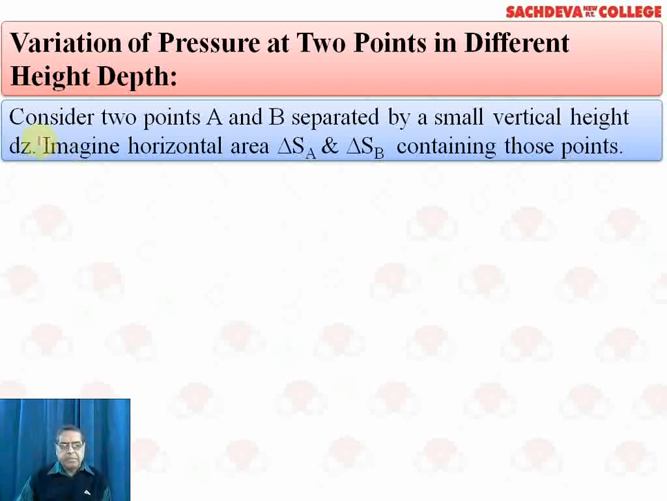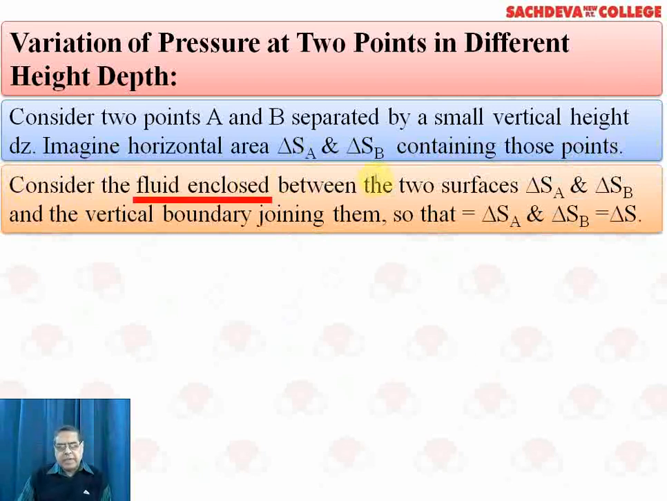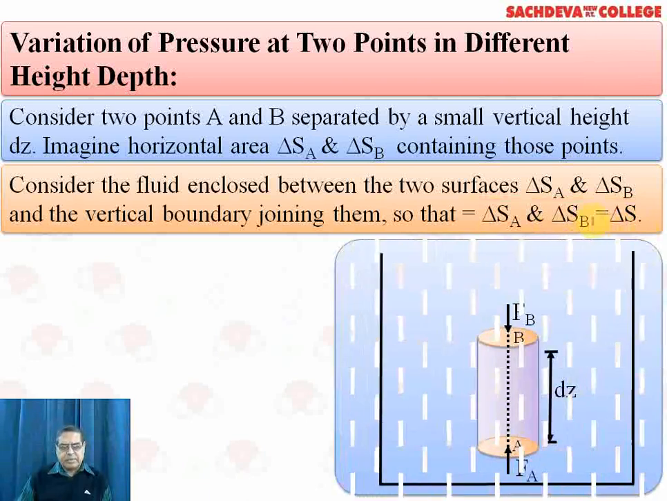Imagine that horizontal area delta SA and delta SB containing those points, that is the area of those points. Consider the fluid enclosed between the two surfaces, delta SA and delta SB, and the vertical boundary joining them so that delta SA and delta SB is equal to delta S. Means that delta SA is also delta S and delta SB is also delta S.